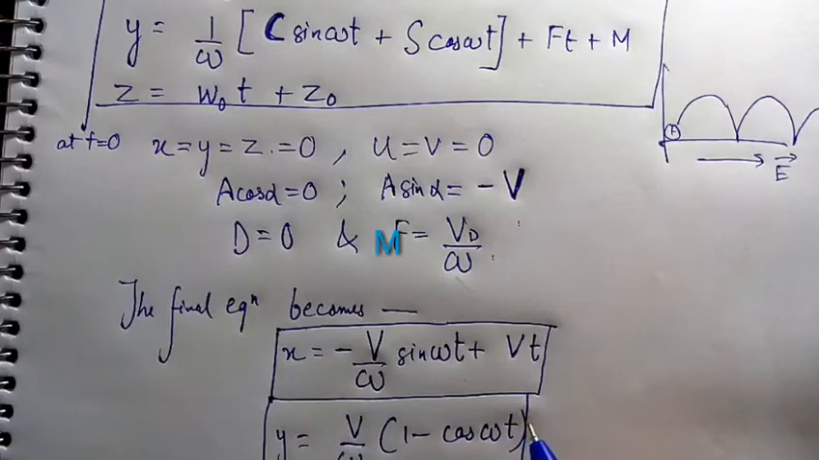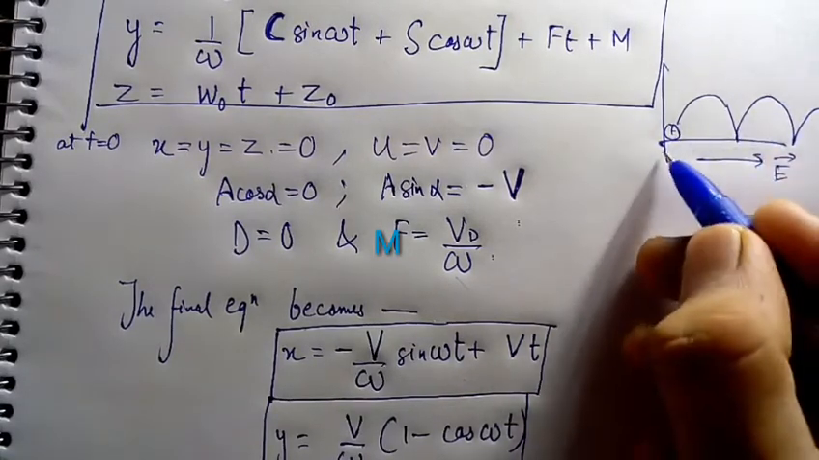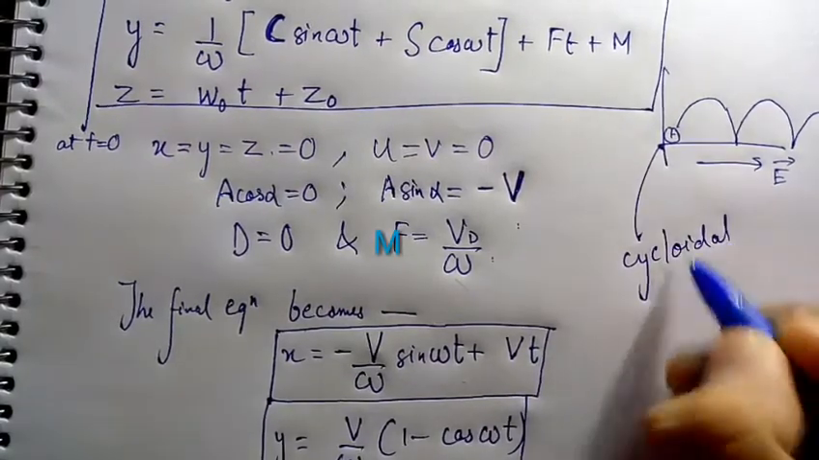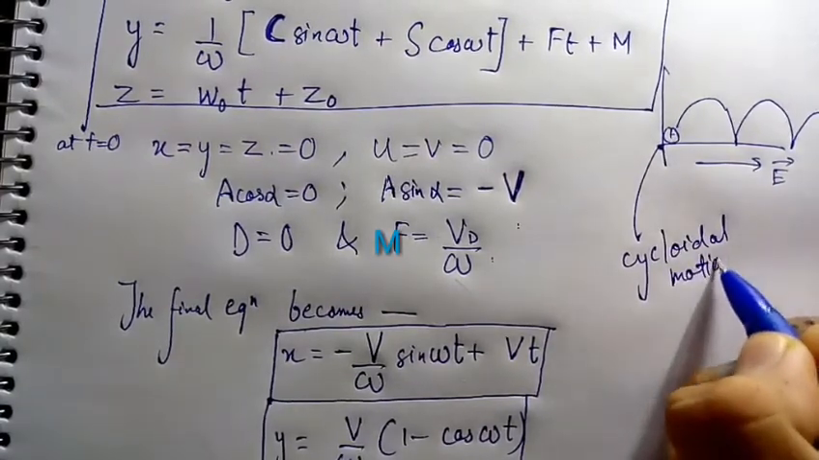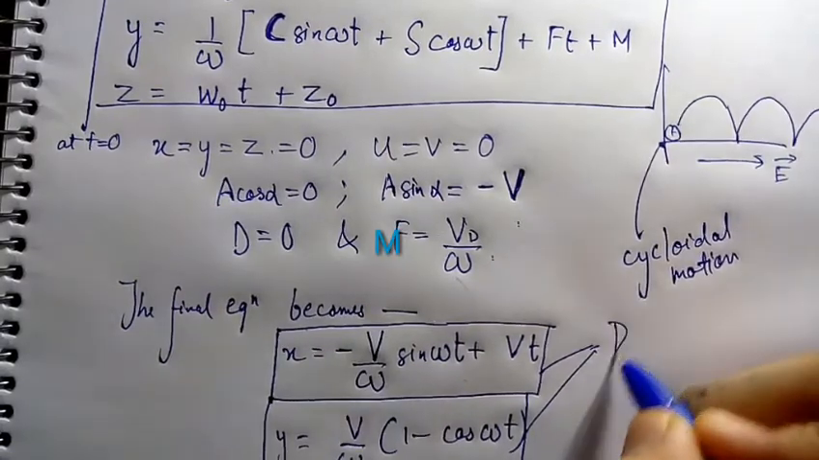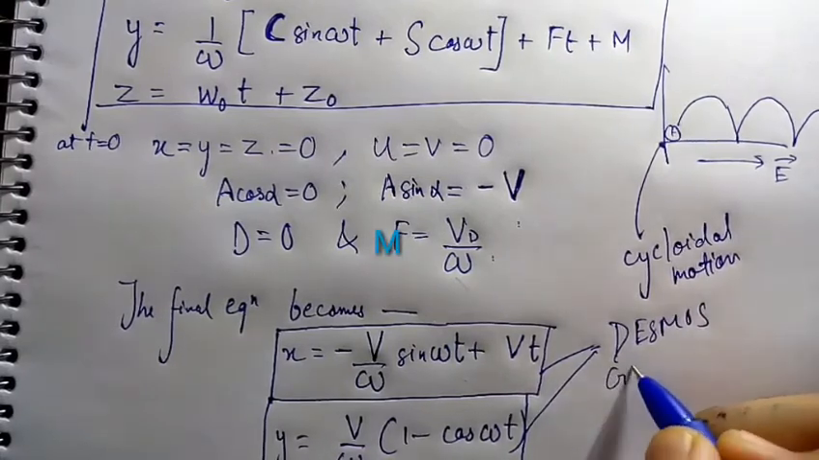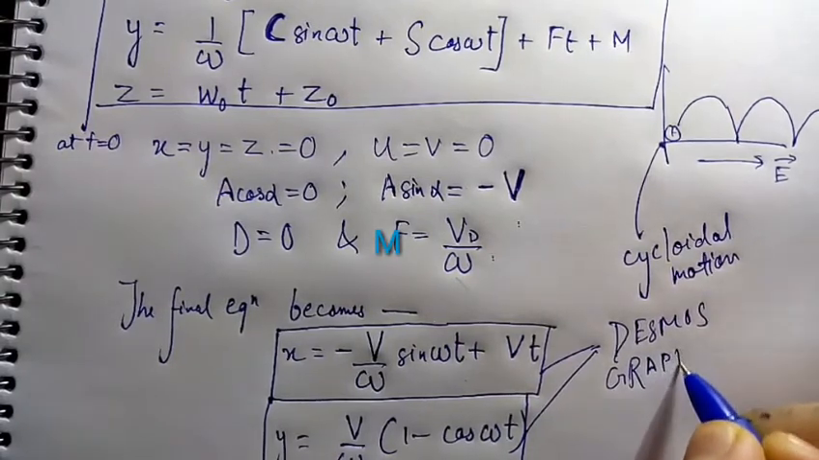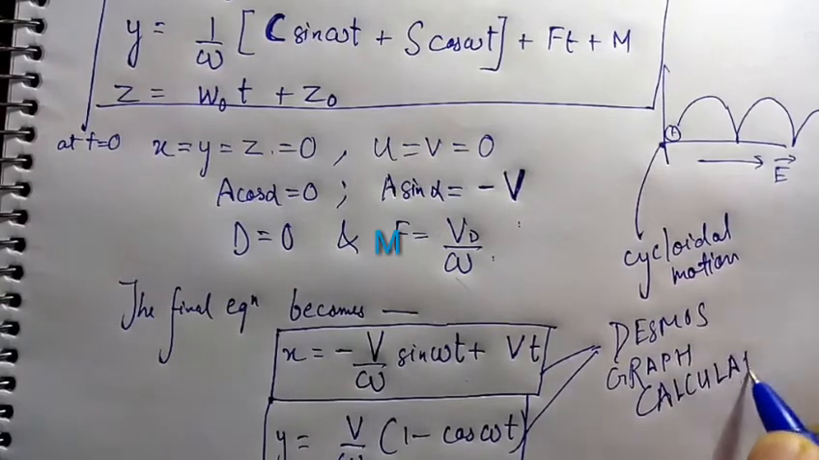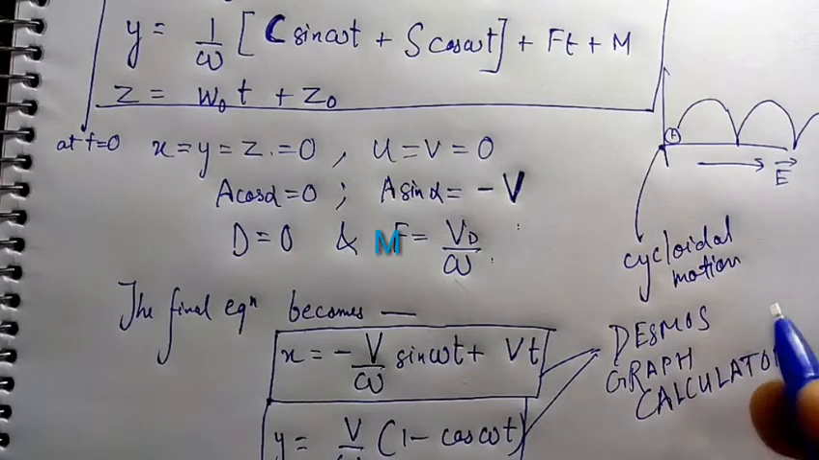I want to make sure that this kind of motion is called cycloidal motion. And you can start putting these variables in the Desmos graph calculator, which I have put the link to in the description to rock it up.